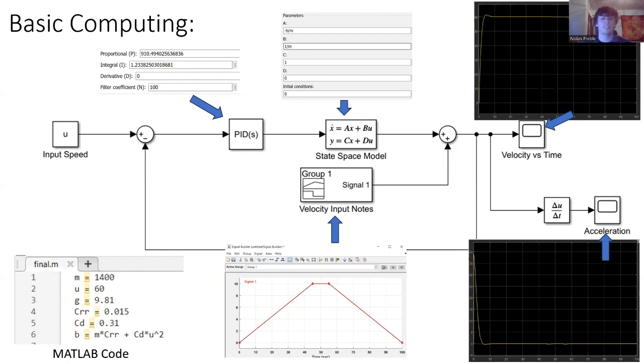To see how it reacts to different inputs, I had velocity input noises. So I had it where the velocity was increasing to simulate what it would be like to go down a hill. And I also had the velocity slowly decrease to show what it would be like to go up a hill. And as you can see in my velocity versus time graph, there was very little deviation. So I'm very happy with those results.